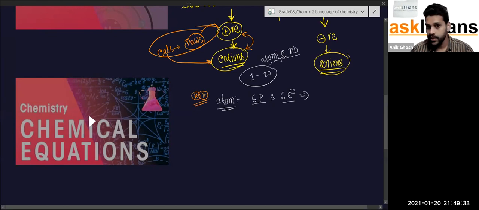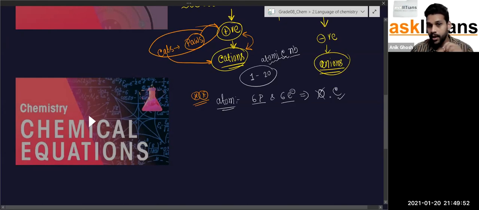Okay, fine. Now 6 protons and 6 electrons. Tell me the name of that atom. It is going to be oxygen, right? No, wrong. It is going to be carbon. Fine. So this is going to be carbon. Carbon has 6 protons and 6 electrons.